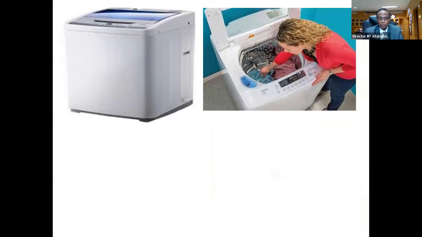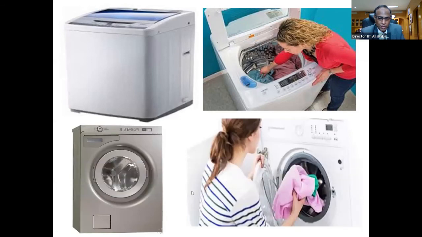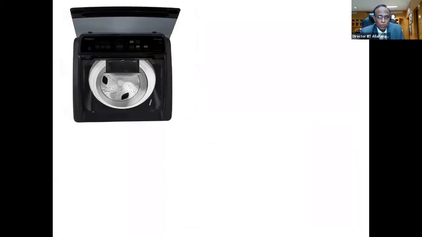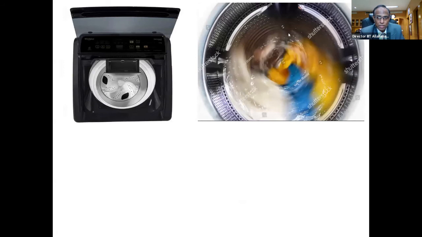Why have I taken up this example? Can you really invent a machine which really simulates the washing action done by an expert human being? So this is washing with the washing machine. Here of course there are different types of washing machines, but the blades and rotating of the blades try to simulate the hands rotation. See, these are the blades, and then what is going to happen?